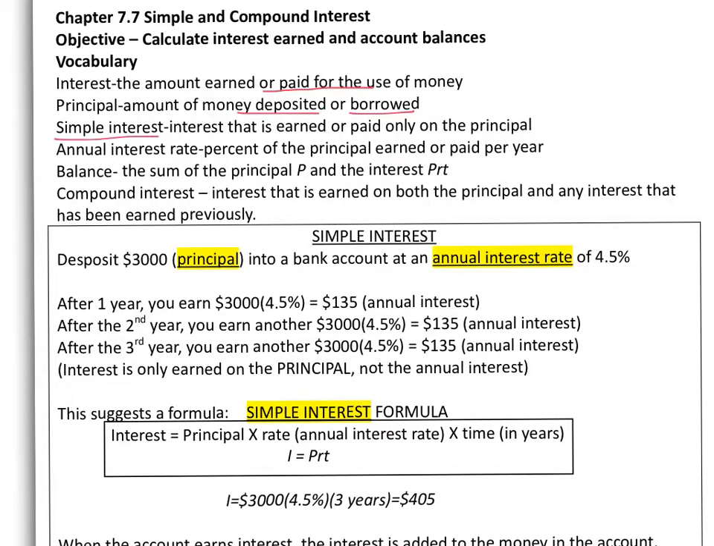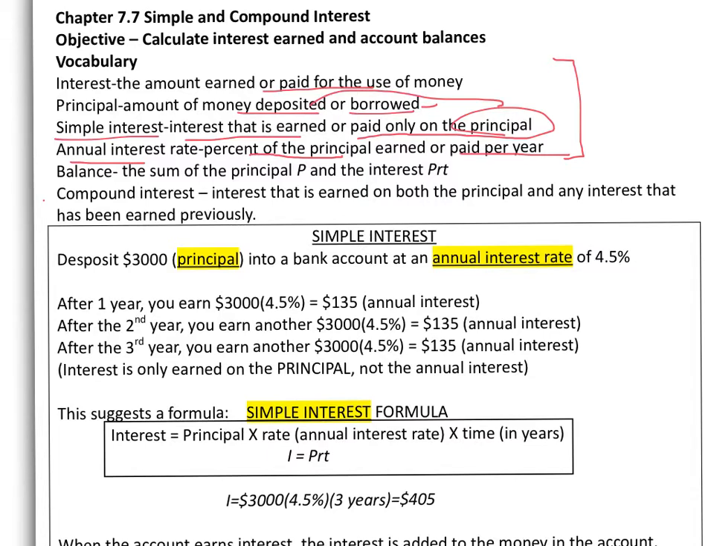Simple interest just means interest that is earned or paid only on the principal, meaning the money put in the bank, for example, or borrowed by the bank. And the annual interest rate is the percent of the principal earned or paid per year. We'll stop here for the vocabulary for now and come back to balance and compound interest later.